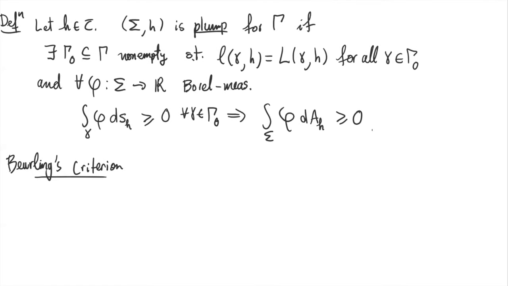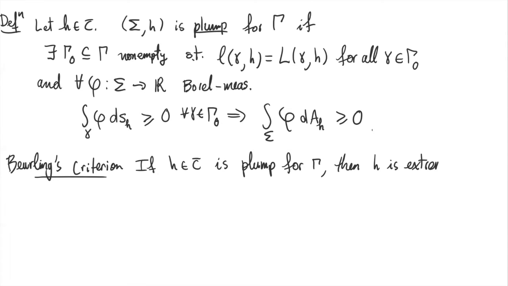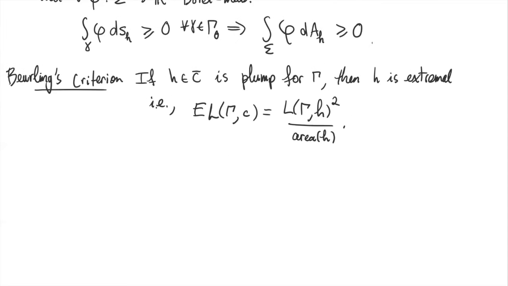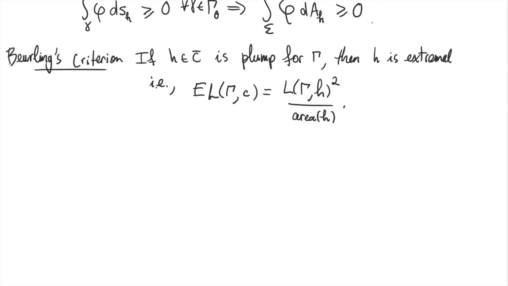It says that if you have a generalized metric, which is plump for gamma, then this metric is extremal, meaning it realized the supremum in the definition of extremal length. So then H is extremal, i.e. that the extremal length of gamma with respect to the conformal class C is equal to the supremum is achieved for this particular metric. So it's just the length of gamma with respect to this metric H squared divided by the area of H. Okay, so that allows you to compute if you can find these plump metrics.